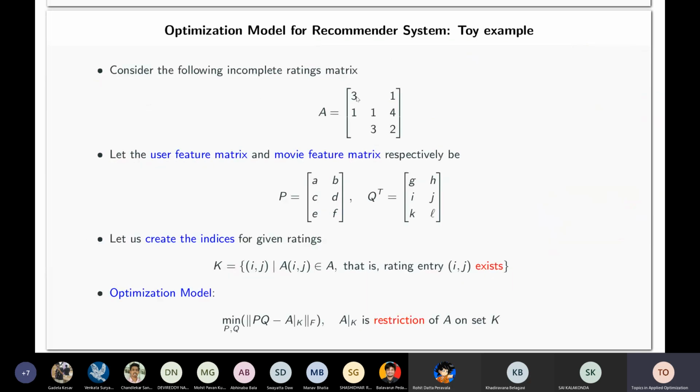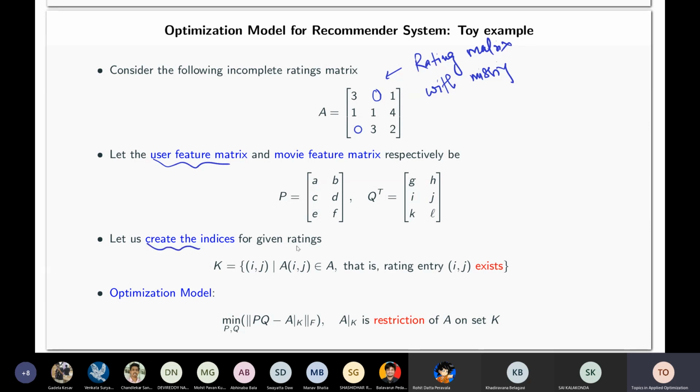Let us see with an example. Now this is the missing entry. This is the ratings matrix with missing entries, a more realistic example. The missing entries are blanked out here. This is the missing entry, and this is the missing entry. We select a user feature matrix, which is this, and then we select a movie feature matrix, which is this, PQ transpose.